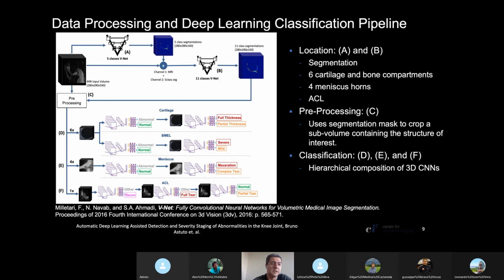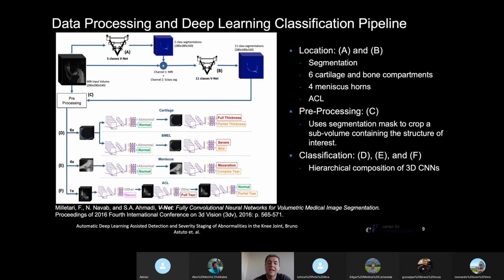So we input the 3D MRI on a VNet to segment the structures in 5 classes. So we have the cartilage of the patella, the cartilage of the trochlea, the cartilage of the femur, and the cartilage of the tibia and the meniscus. So 5 classes. I'm sorry, no, it's patella, femur, tibia, meniscus, and background. So 5 classes.